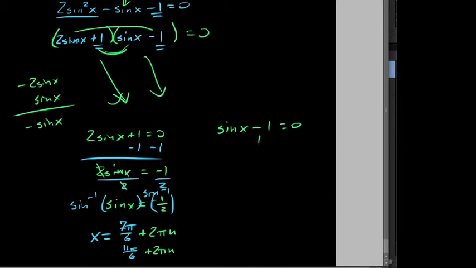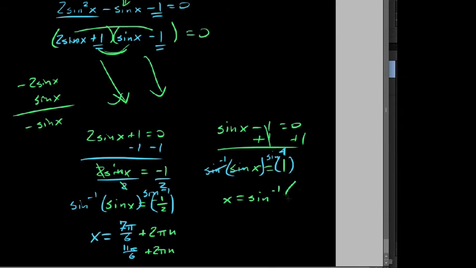Now, if we go over here and add 1 to both sides, we get sine of x equals 1. If we take the arc sine of both sides, sine inverse of both sides, then our sines cancel out. We're left with x equals sine inverse of 1. So, what angles would give us a sine value of 1? Let's go take a look at our unit circle.